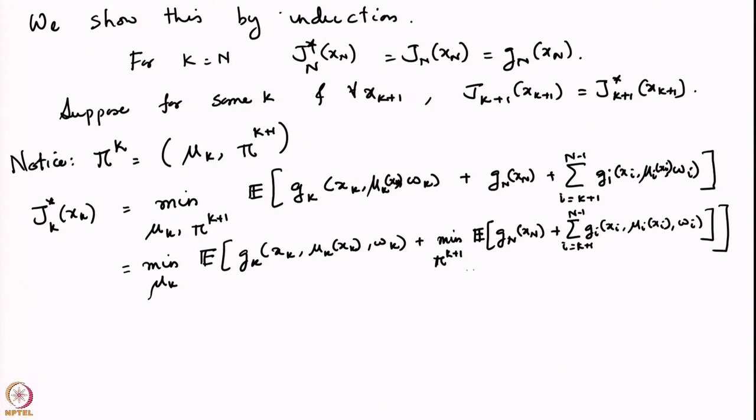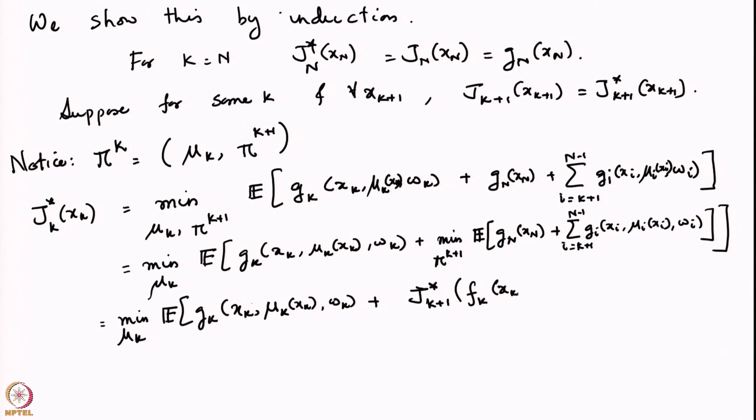And well, what is this particular expression? Well, this expression is simply the optimal cost j star k plus 1 starting from the state xk plus 1 that will result from the state xk and the action mu k of xk. So in other words, this here I can write as j star k plus 1 of fk of xk, mu k of xk, comma wk.